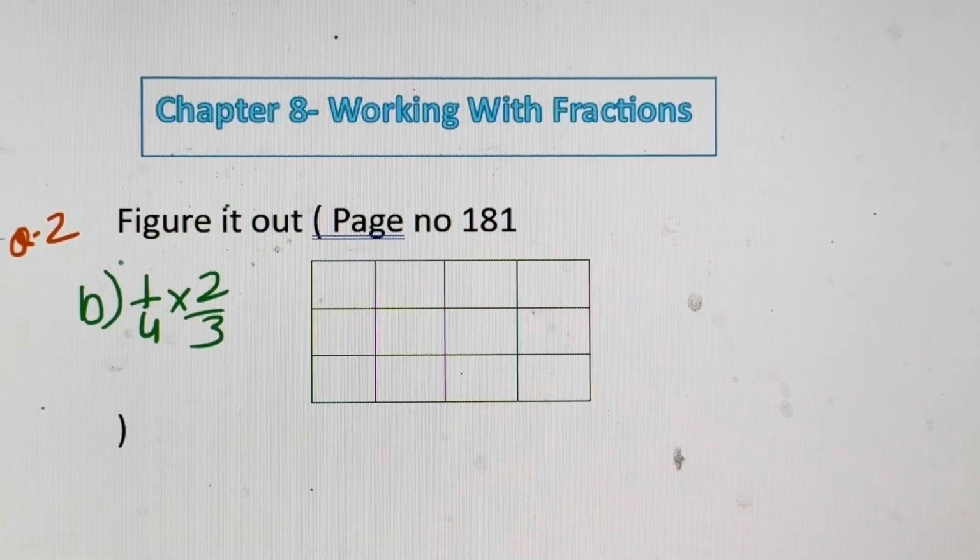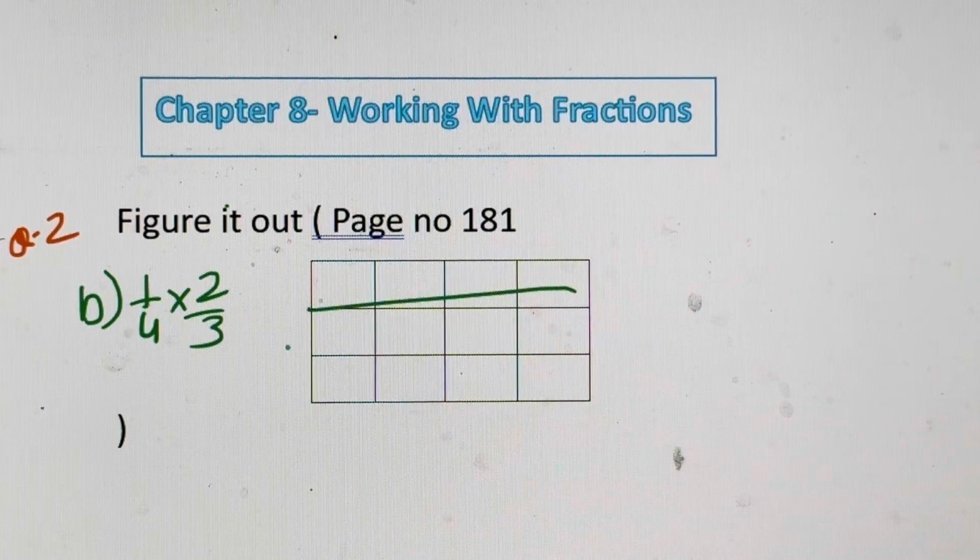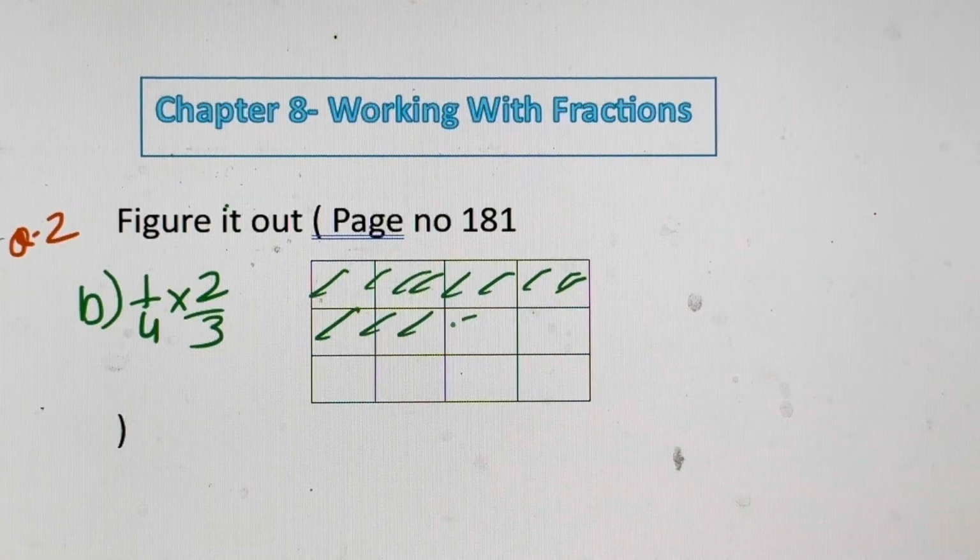Question number 2b, 1 upon 4 into 2 upon 3. So first we take one unit square, and we divide it into 3 parts. This is the first thing we do. And it is 2 upon 3, so we shade 2 out of the 3 parts. Right, now just imagine these 3 rows. So this represents 2 upon 3, the green color.